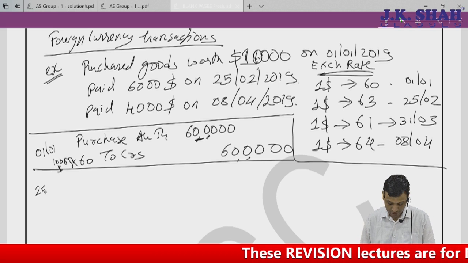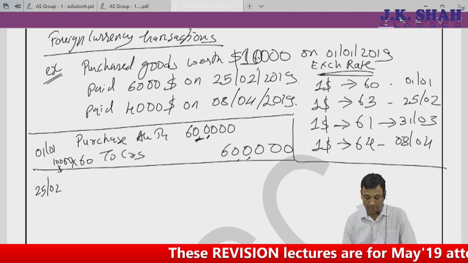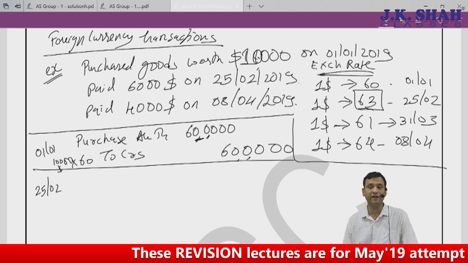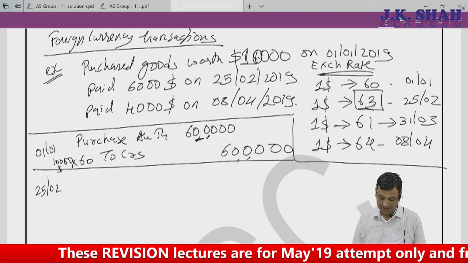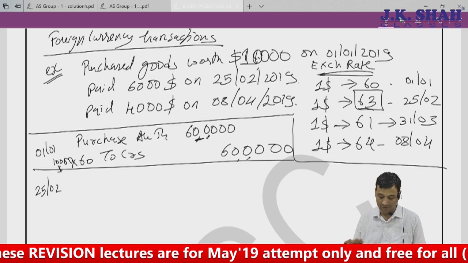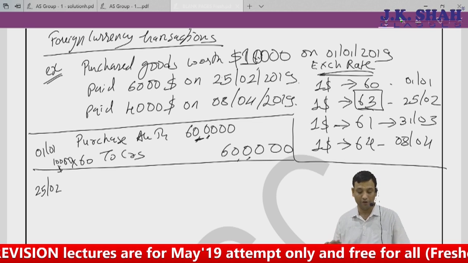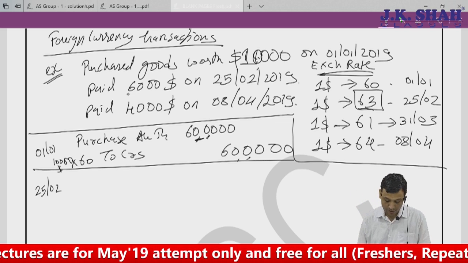Then on 25th of February, I'm paying. But when I'm paying, the rate is 63. So what is to be done for this? 60 has become 63, so there is a loss of 3 rupees because I have to buy dollars at 63. I have to pay 3 rupees extra. On how much? Only on 6,000.